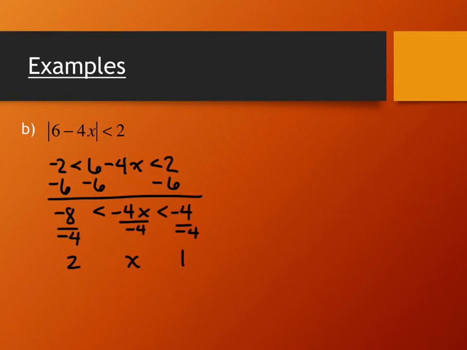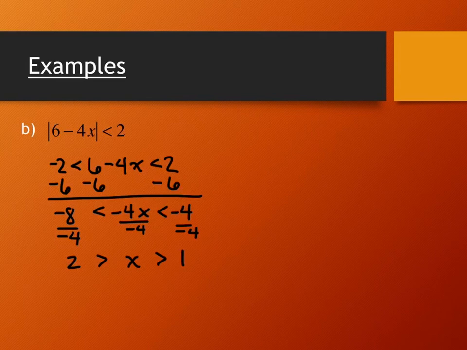But I divided by a negative, which means I need to flip both signs. So these signs are now both greater than signs. But it should make sense. You should be able to read this from left to right and it makes sense. Is 2 greater than 1? Yes. That makes sense. It has to make sense or you've done something wrong.